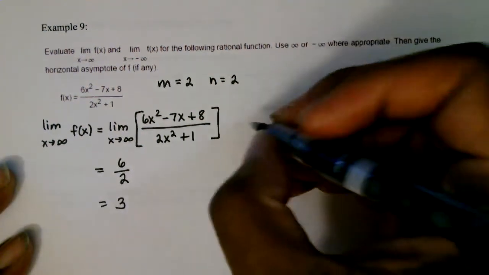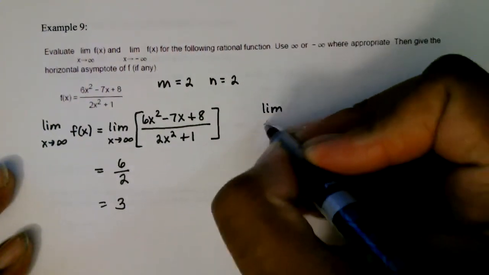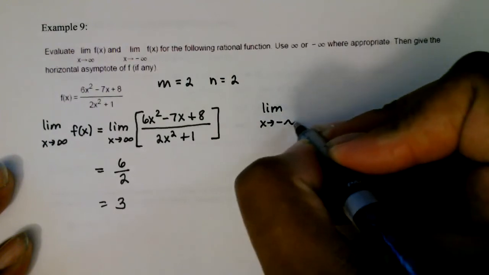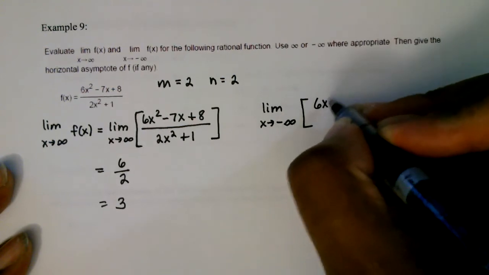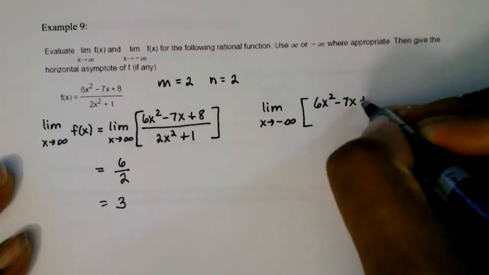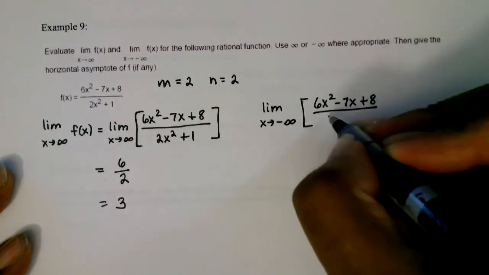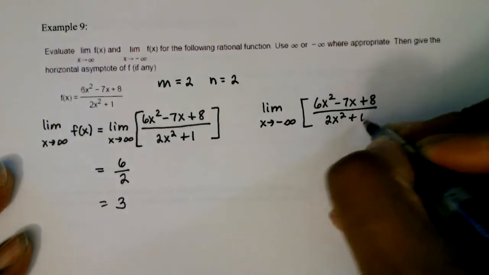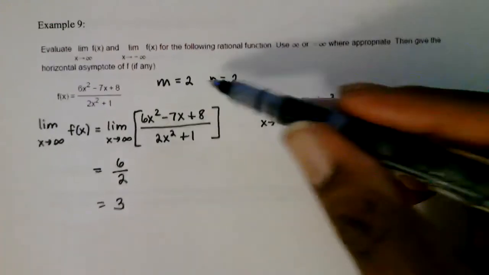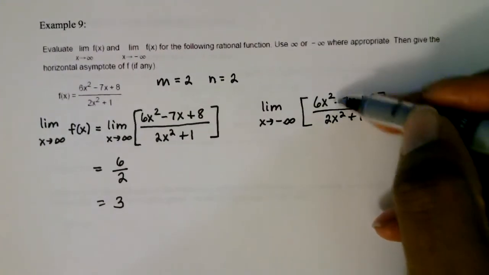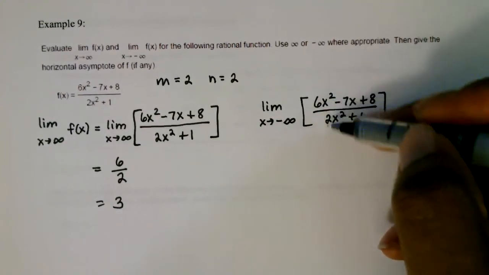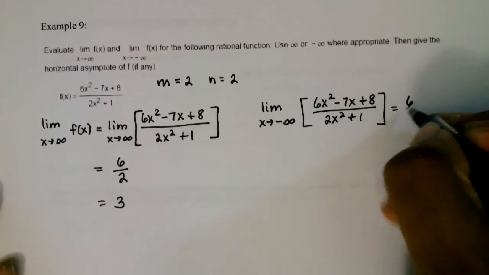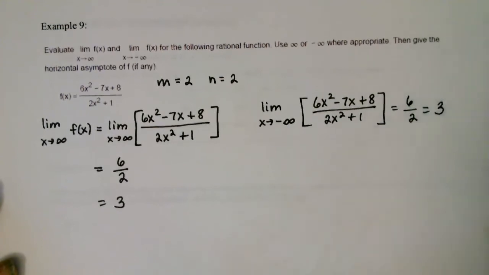Now let's try finding the limit as x approaches negative infinity of that same function, 6x squared minus 7x plus 8 over 2x squared plus 1. Of course, the highest exponent in the numerator and the denominator are the same. We can just look at the leading coefficients here, the 6 and the 2. So it'd just be 6 over 2, which will be 3.